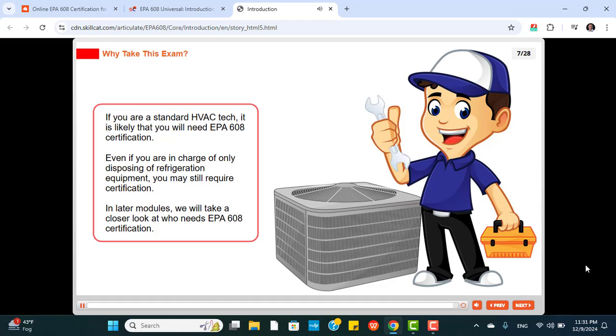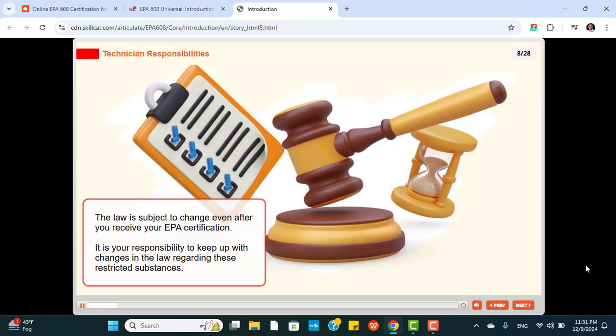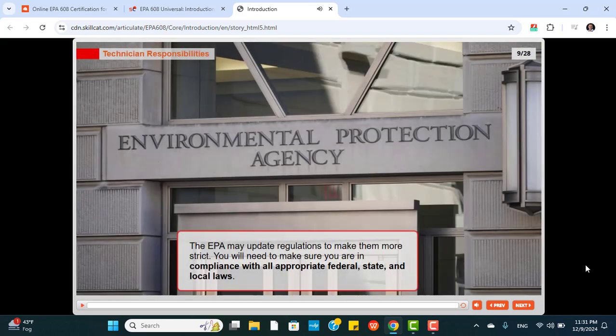The law is subject to change even after you receive your EPA certification. It is your responsibility to keep up with changes in the law regarding these restricted substances. The EPA may update regulations to make them more strict. You will need to make sure you are in compliance with all appropriate federal, state, and local laws.